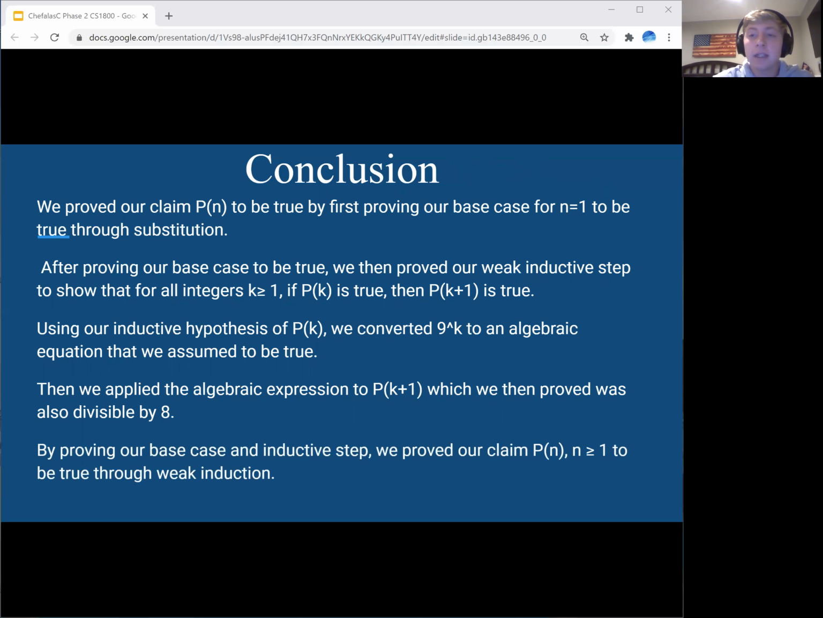Lastly, by proving our base case and inductive step, we prove our claim P(n) for n greater than or equal to 1 to be true through weak induction. We then end our proof by stating QED.